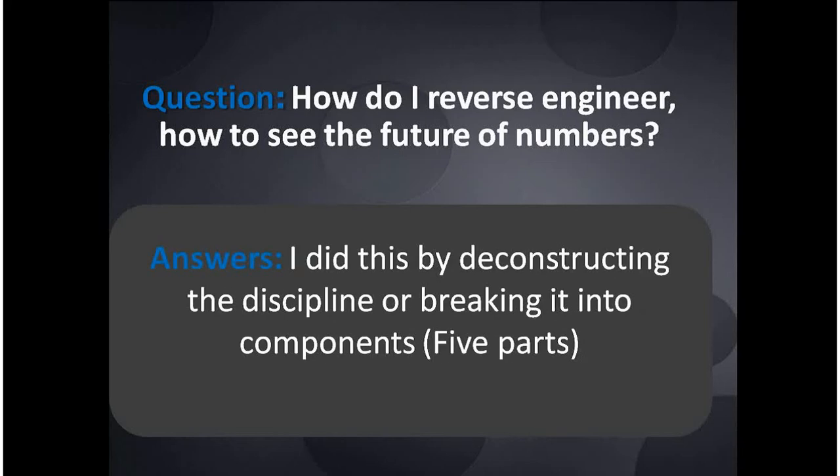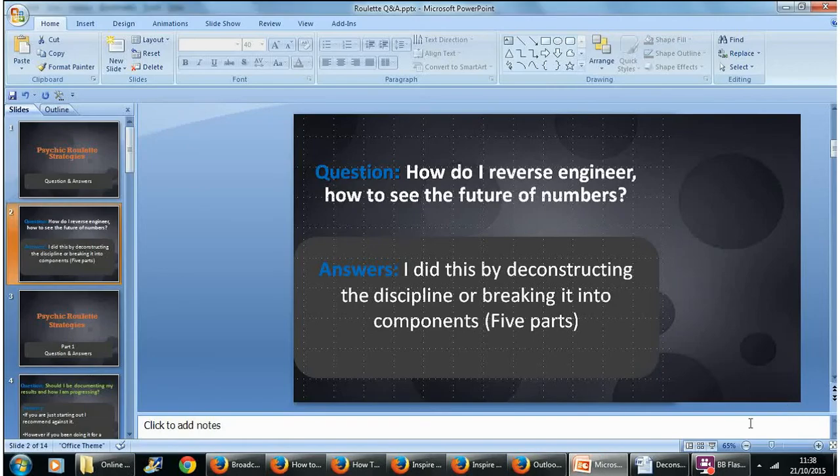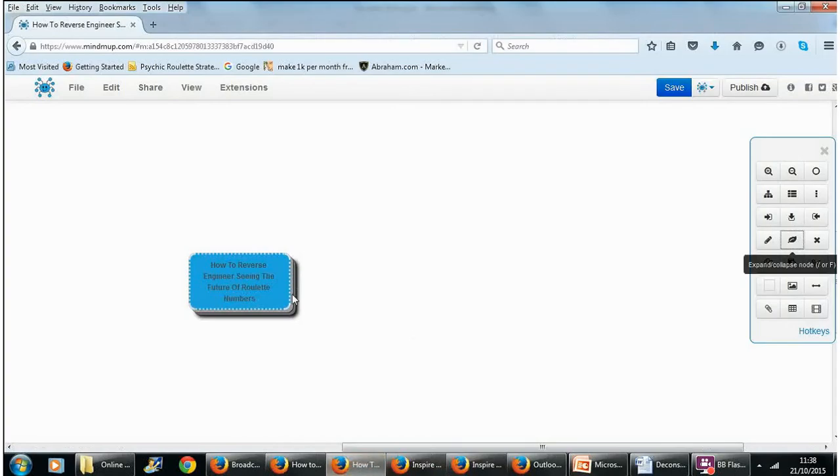I did this by simply deconstructing the discipline of seeing the future of roulette numbers, or the skill of seeing the future of roulette numbers, into components or 5 different parts. Now, I want to show you guys how I did that using a mind map, because I just think it's a lot simpler for me to explain this, because I had to draw it all on a piece of paper when I was doing this. So the first part is that I broke it into 5 components.